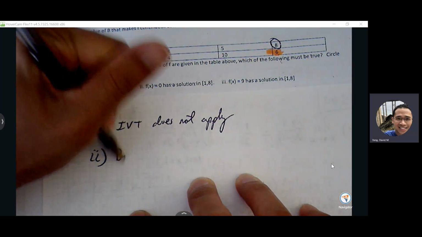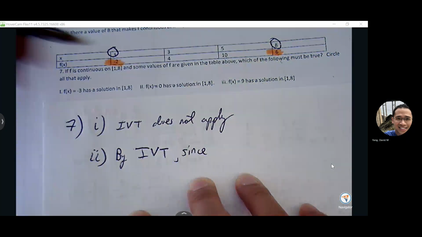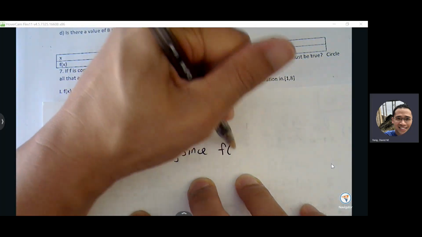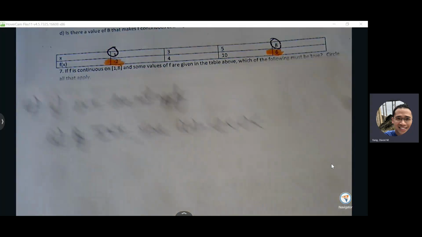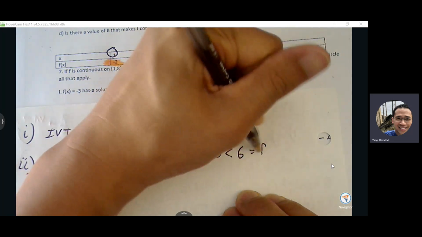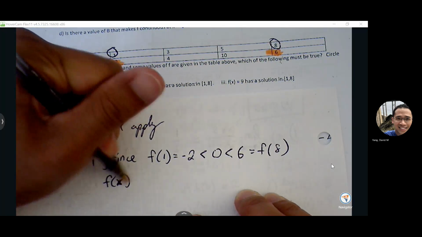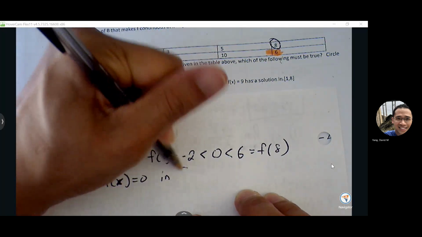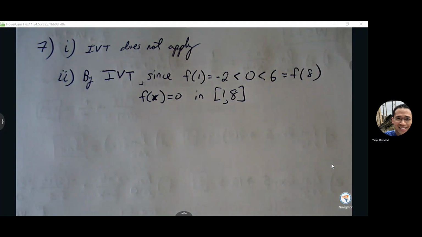So we can say by IVT, since f of 1 equals -2, and -2 is lower than 0, and 0 is less than 6, 6 is coming from that endpoint, we know that there is at least one y value of 0 somewhere on that interval.